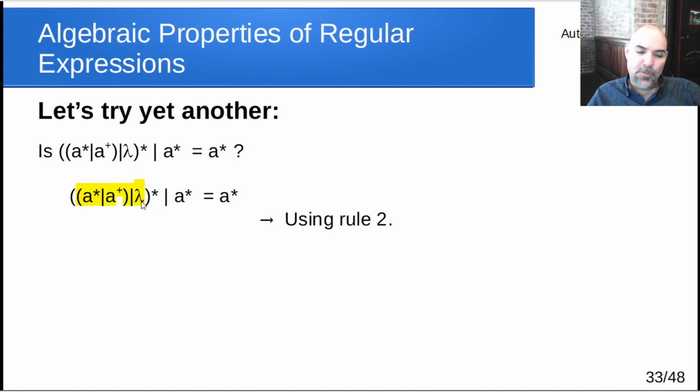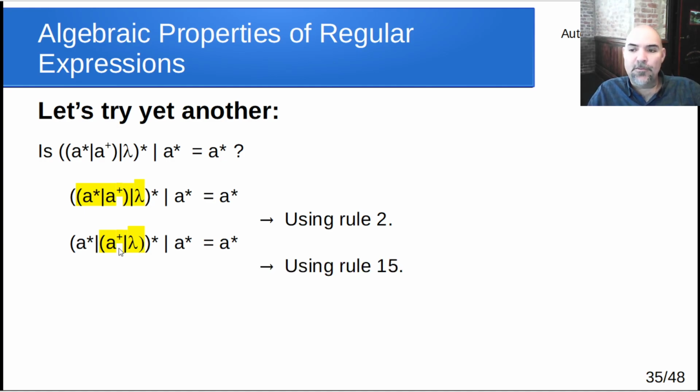And that was rule 2. So by rule 2, we can regroup those. Now that those have been regrouped, all we do is move the parentheses over, which we're allowed to do by rule 2. But now we have something plus lambda. Well, something plus lambda is the same as star. We know that by, again, rule 15.